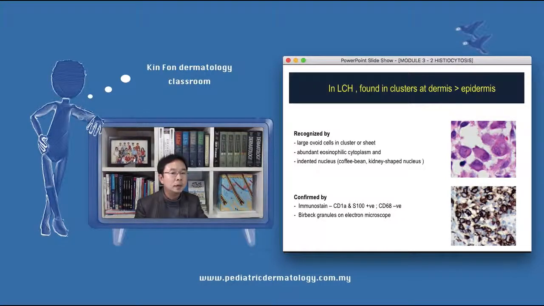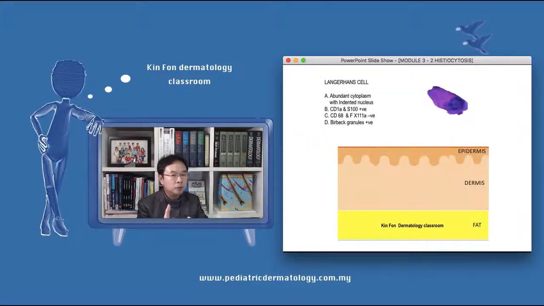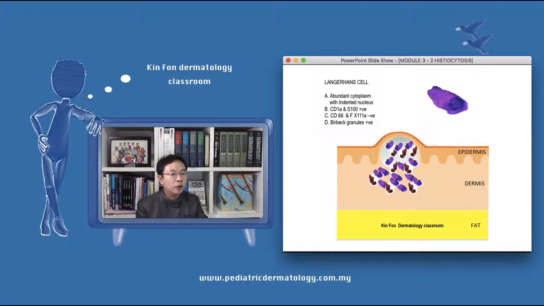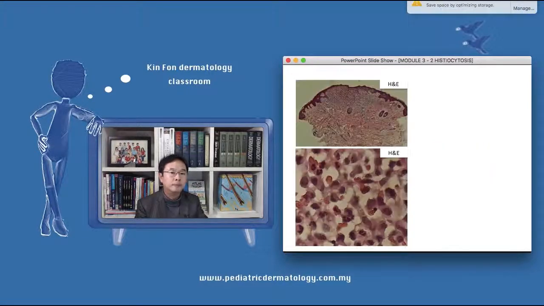In Langerhans cell histiocytosis, there are clusters of Langerhans cells over the upper dermis with variable degree of edema and also eosinophilic infiltration. Over time, the Langerhans cells will migrate up to the epidermis and cause breakage of the epidermis and manifest as ulcerated nodules with variable degree of edema.